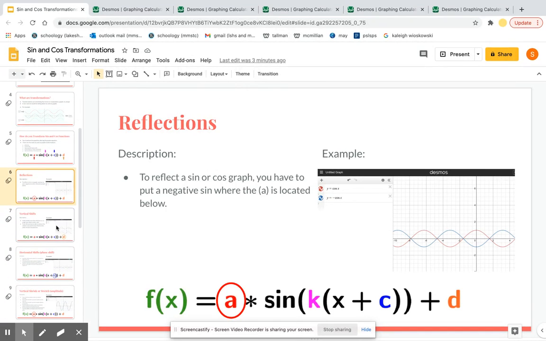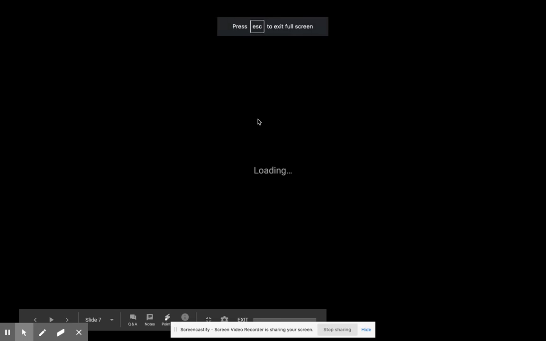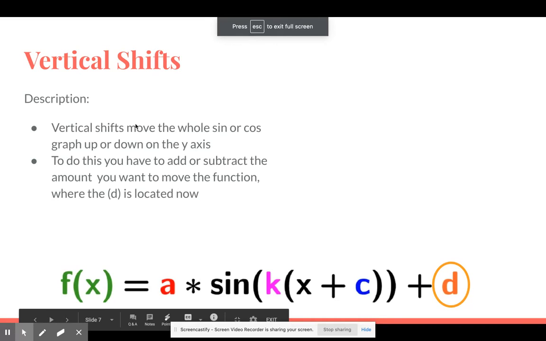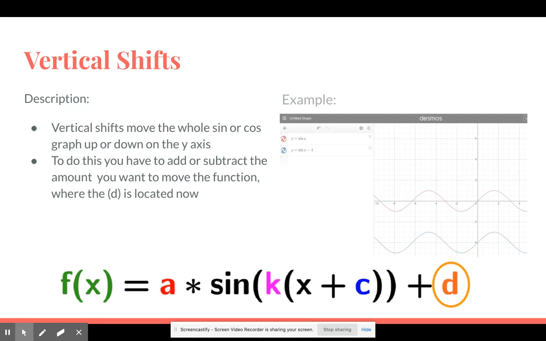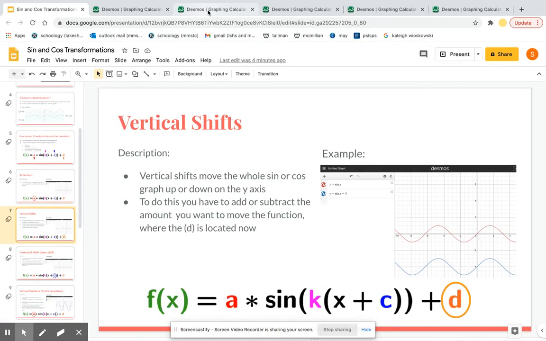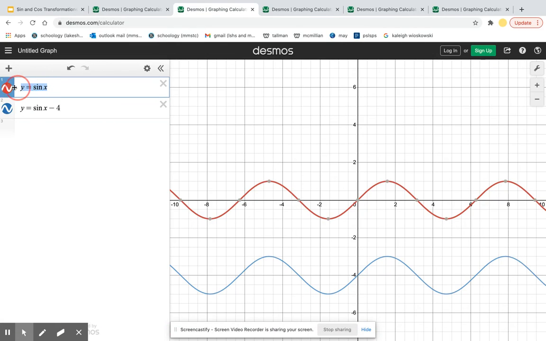So next, we could have a vertical shift. Vertical shifts move the whole sine or cosine graph up or down on the y-axis. To do this, you have to add or subtract the amount you want to move the function, where d is located below. So again, on Desmos, if you want to do a vertical shift, here's your classic sine function. After the whole sine of x, you either want to add something or subtract something. If you want to go down on the y-axis, you would subtract something. If you want to go up on the y-axis, you would add something.